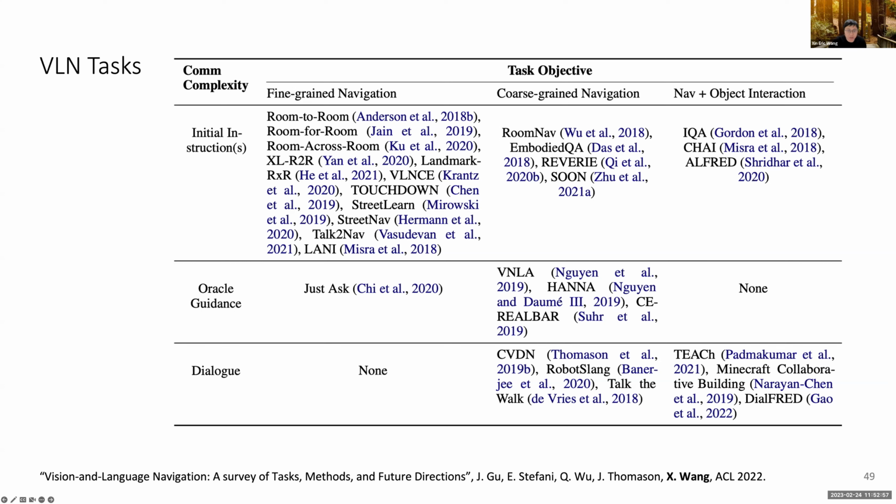From the communication perspective, the agent could passively receive all these instructions and just work on them without any further interaction with the human users. Or the human users could provide additional instructions, or the agent itself can ask questions for clarification. So there is a free-form dialogue between the agent and the human user.